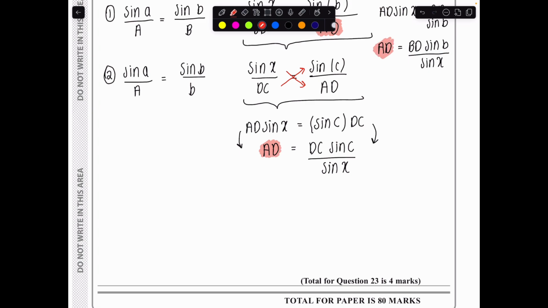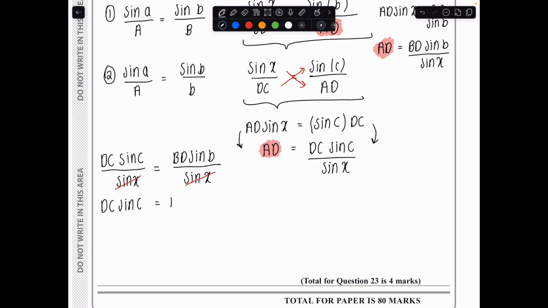So in other words, we've got two expressions that are the same. So in other words, what we can do now is make them equal to each other. So here, if we have DC sine of C over sine of X, and since that is equal to AD, that's also the same as BD sine of B over sine of X. Now here, to make it a little bit simpler, we can multiply both sides by sine of X. And if we do so, that simply just gets rid of our denominators and we're left with DC sine of C is equal to BD sine of B.